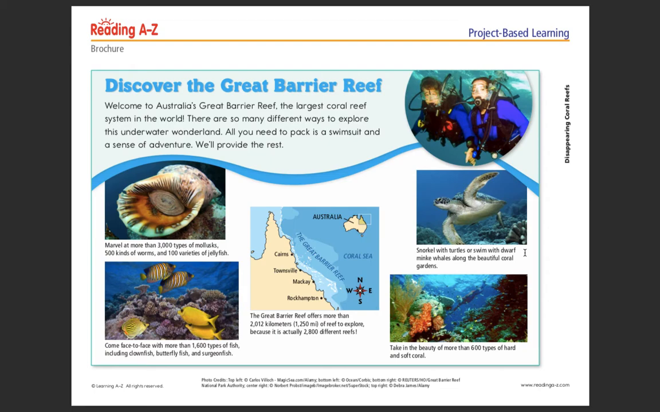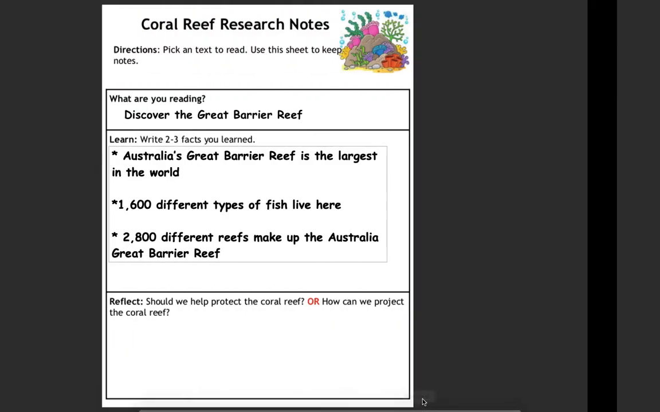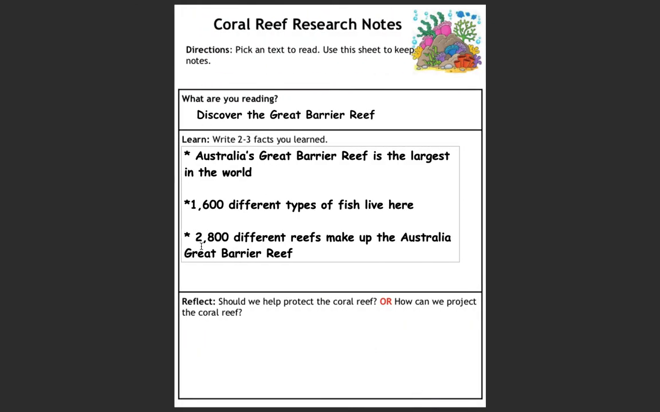Snorkel with turtles or swim with dwarf mink whales along the beautiful coral gardens. Ooh, I've never heard of dwarf mink whales. That's really cool. After this video, I might actually research that. See what they are. All right, continuing. Take in the beauty of more than 600 types of hard and soft coral. And just like that, I'm done reading my text. Let's see, let's go back. And 1, 2, 3, I have enough facts.